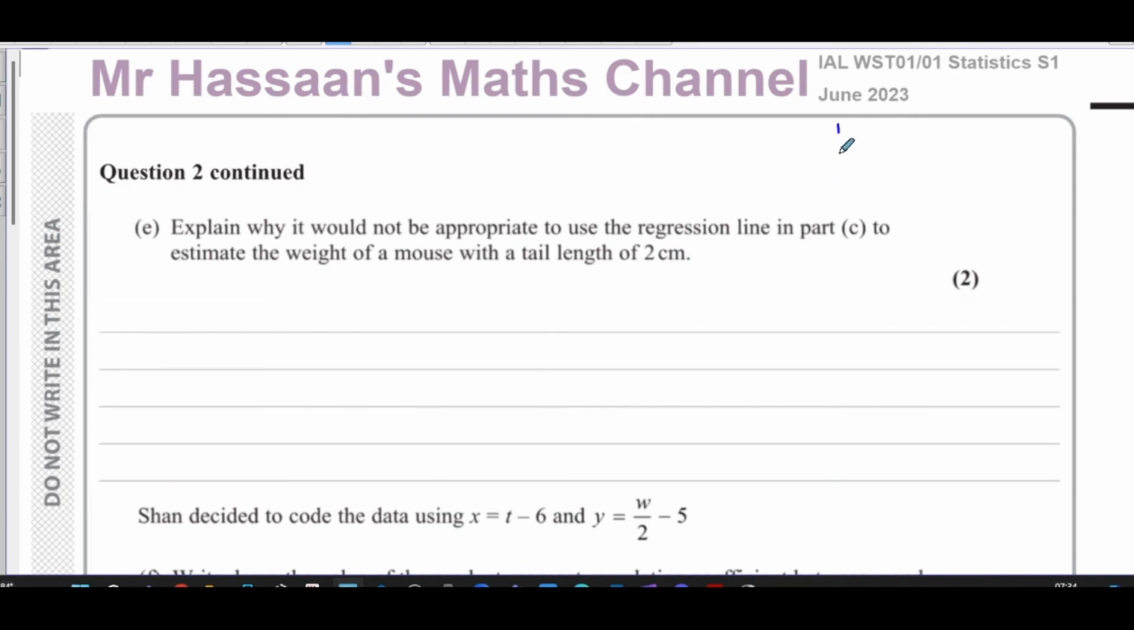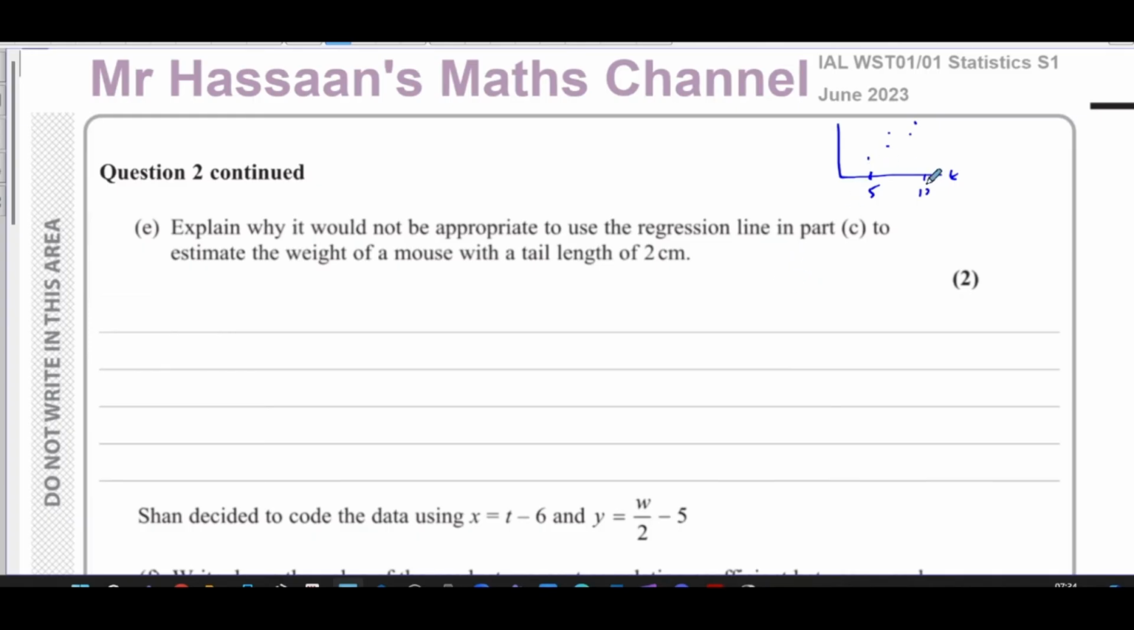So normally we would have the values of W and T, and the T value that they give us doesn't fit in with the data values that we have. For example, the lowest data value could be 5 and the highest 10 or something like that, and 2 is not within that range. Therefore, it would not be appropriate to use the regression line for that value because it's extrapolating out of the data that we have got, whereas interpolation would be appropriate. Extrapolation is inappropriate.